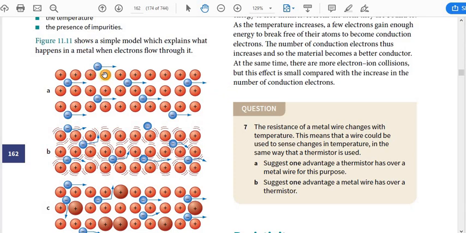Now if there was no vibration, this is what happens in a superconductor. In a superconductor, if you cool a metal below something called the critical temperature, the vibration of the metal ions stops. When it stops, the electrons can move directly through, so the resistance is almost zero. That is what we call a superconductor. But normally all the metals at room temperature are above their critical temperature, so they are not superconductors.